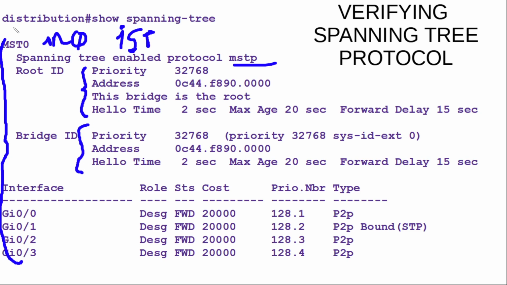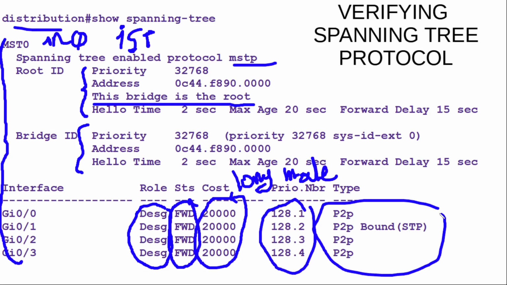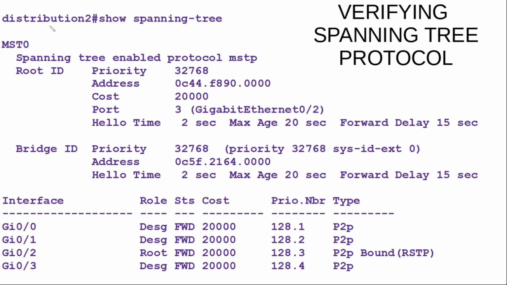In this case, this is a distribution switch that happens to be the root for this particular instance 0, or internal spanning tree instance topology. So remember that all ports that belong to the root bridge are always put in designated mode. They will be forwarding. Notice that we are using long mode for the cost. Long mode is used by multiple spanning tree always, and this is the priority, and this is the link types for these ports. This is the same output for the other distribution switch.